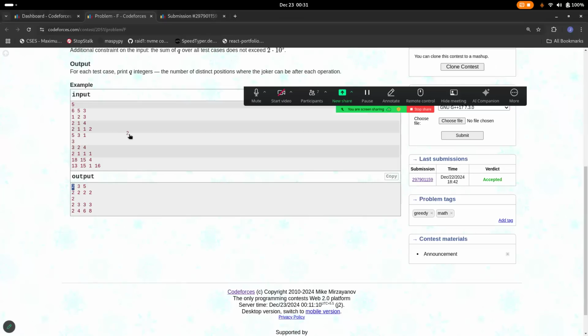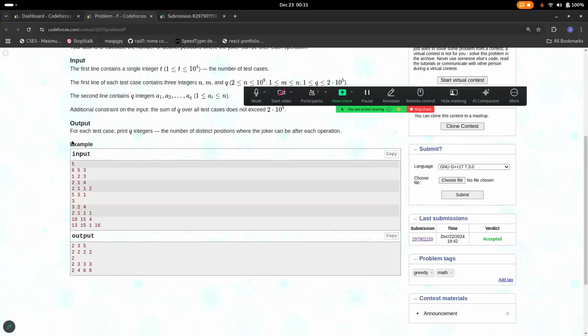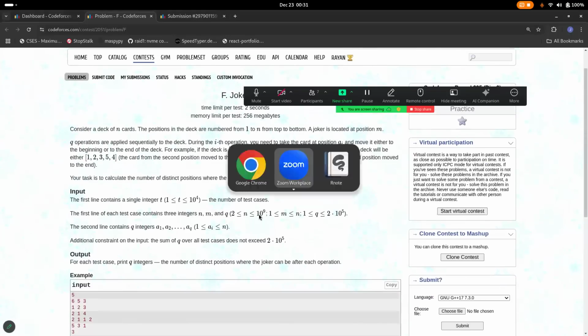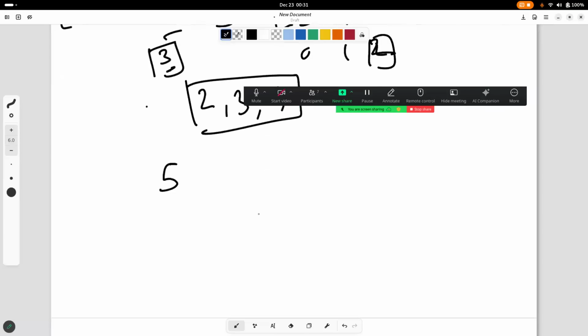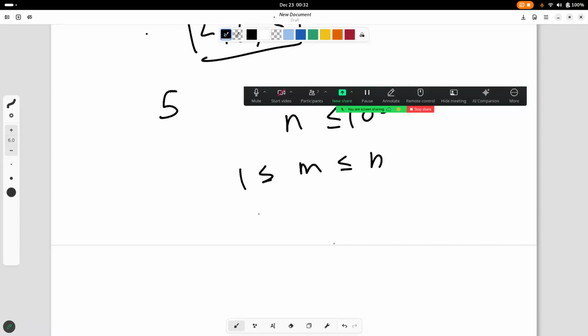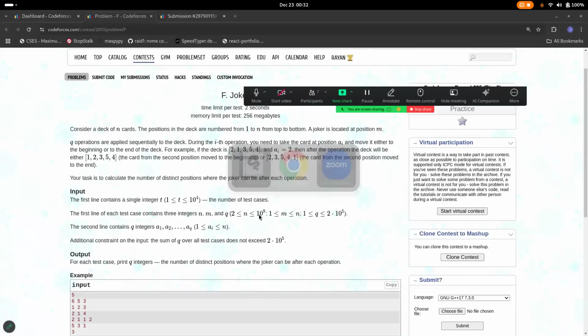If required, you could work out through this example. A big problem in this was the constraints. So n was up to 10 power 9, and m, the initial index of the joker, was from 1 to n, and the number of queries was up to 2 times 10 power 5, and the sum of queries over all test cases was bounded by 2 times 10 power 5.